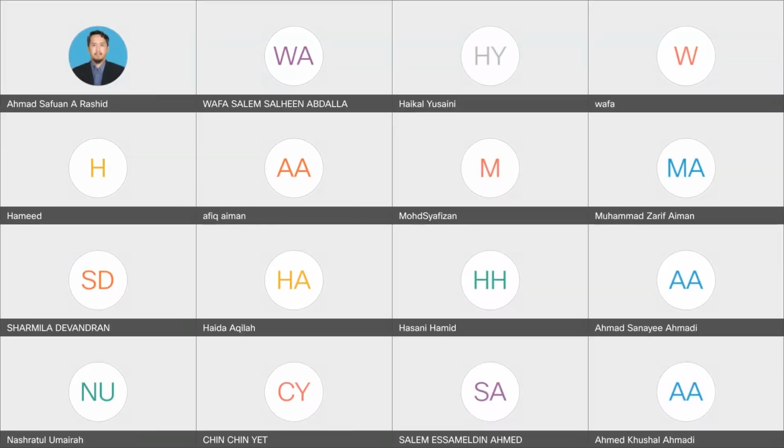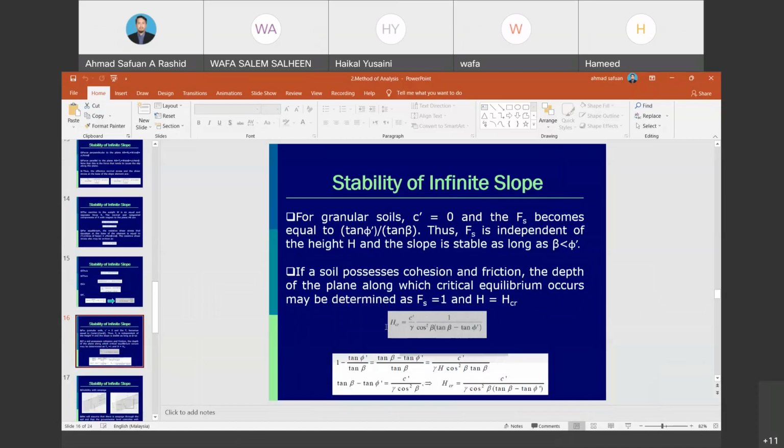Okay. So this is the equation. I guess this equation will provide the same value. When the water is far from the slope, we can use this equation directly to get the HCR, or the critical height.